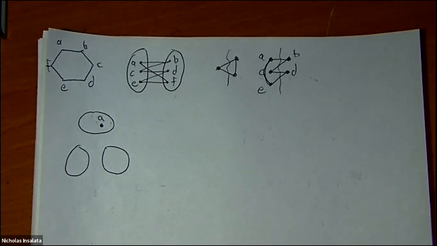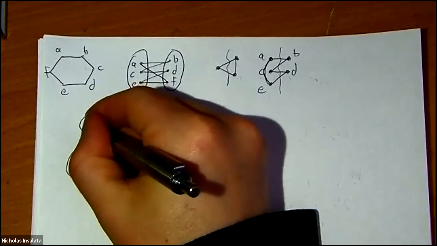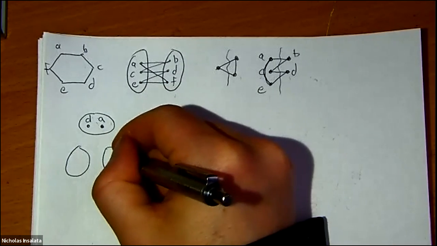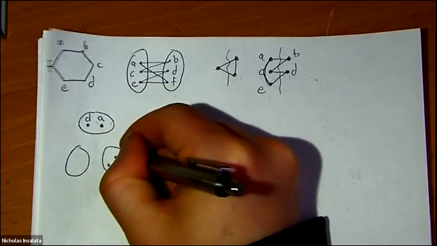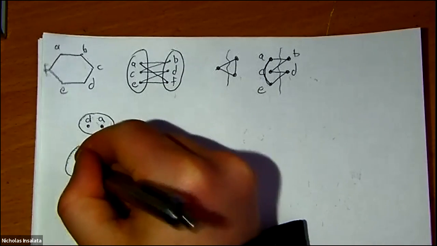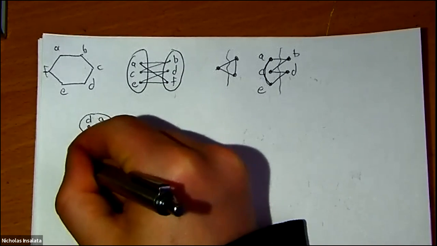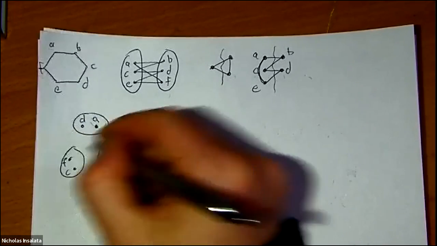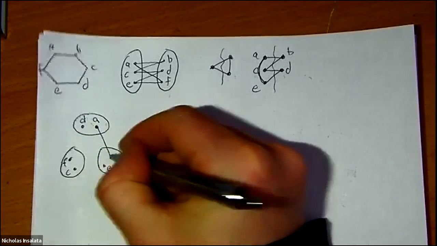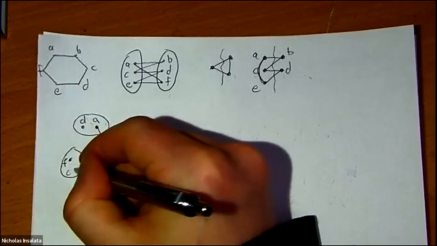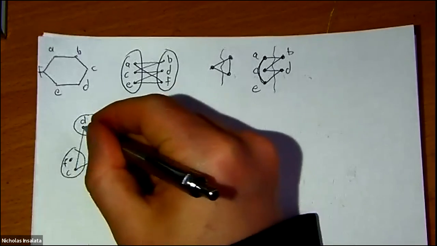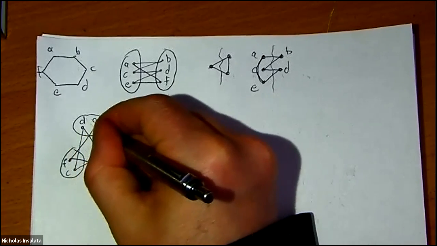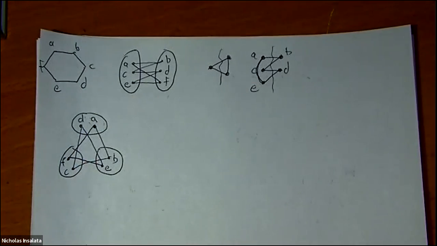Okay, you want A and D together, B and E, and then C and F. Okay, so let's see who connects to who, right? So A goes to B, B goes to C, C goes to D, D goes to E, E goes to F, and F goes back to A. Yep, so it looks like it works.